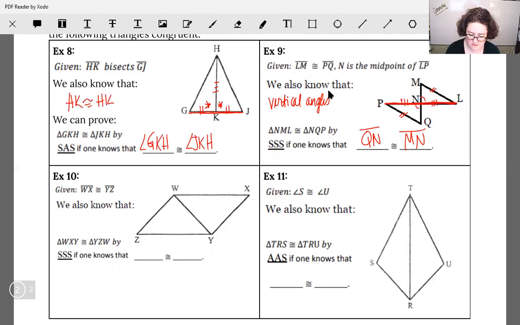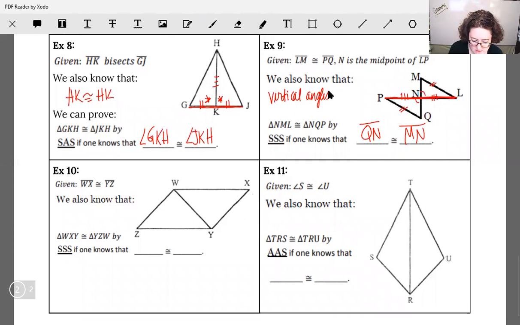So number 10, we're given WX is congruent to YZ. What else do we also know in the diagram? This is the same diagram as before that had parallel lines, but they never told us. So the only other thing we absolutely know is that we have that shared side in the middle. So we also know we have the shared side. So our triangles are congruent by SSS if we knew what extra piece of info. We need our extra sides. So we would need these outside pieces.